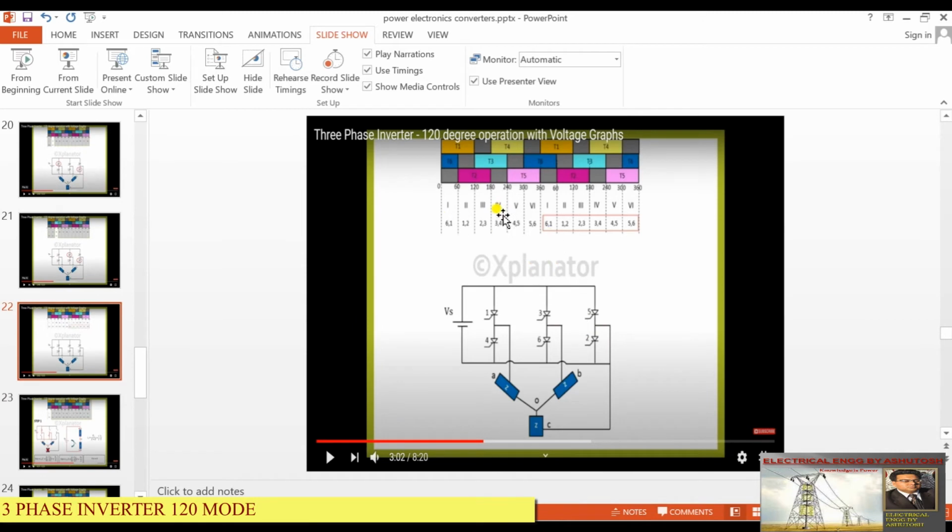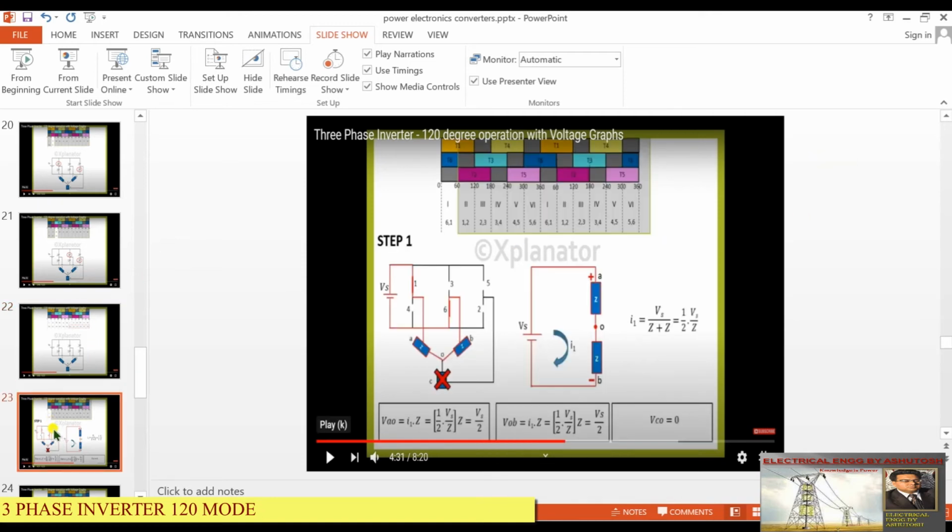Then you can see the fourth phase of operation, from 180 to 240 degrees, 3 and 4 are conducting, and same for 5th and 6th. You can see 4 and 5 are conducting here for the 5th phase, and 5 and 6 are conducting here for the 6th phase. And then after completion of the 360 degree cycle, the cycle repeats itself. So how can you calculate the voltages of the first phase, second phase, third phase up to the 6th phase? Here you can see, you can calculate the voltage.